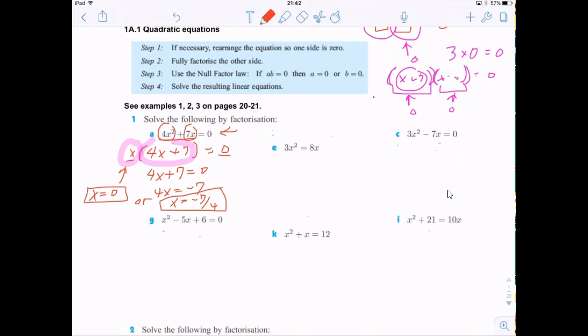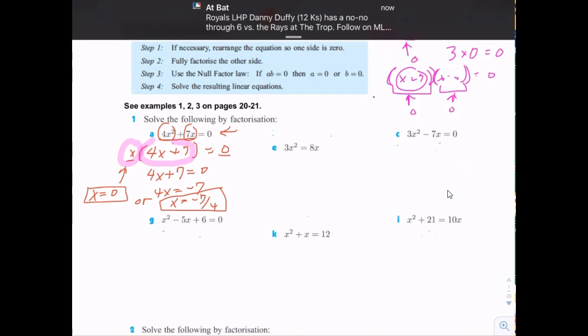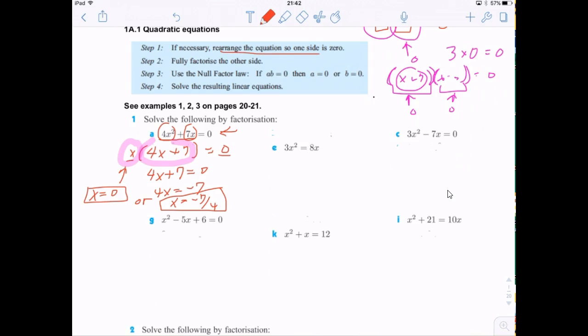So this is 3x squared equals 8x. The first thing we need to do is put everything on the left side. If you go back and look at this procedure here, which I didn't talk about at all, it says to rearrange the equation so that one side is 0, so that you can get it into this form. So let's do that. We're going to do 3x squared minus 8x equals 0. Then I'm going to factor out the x from each term.